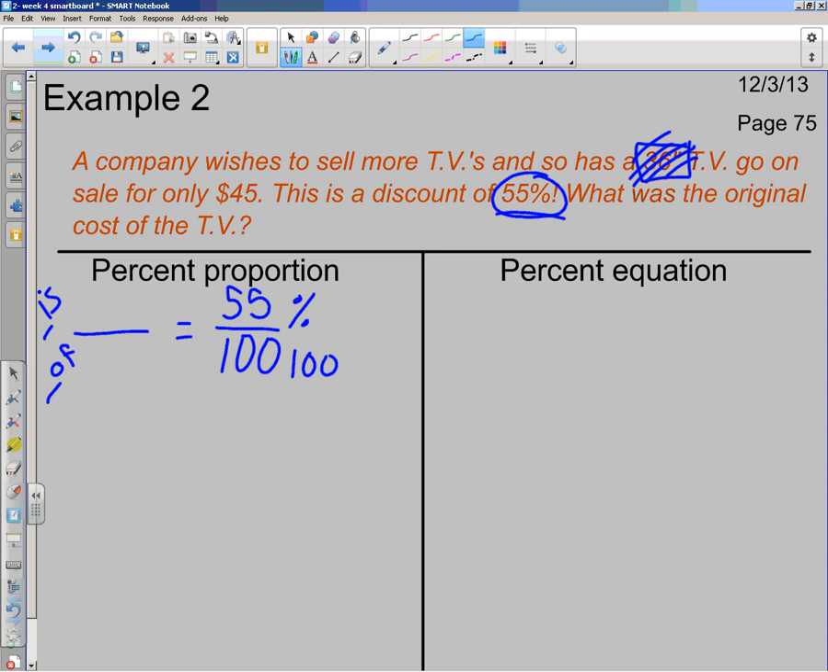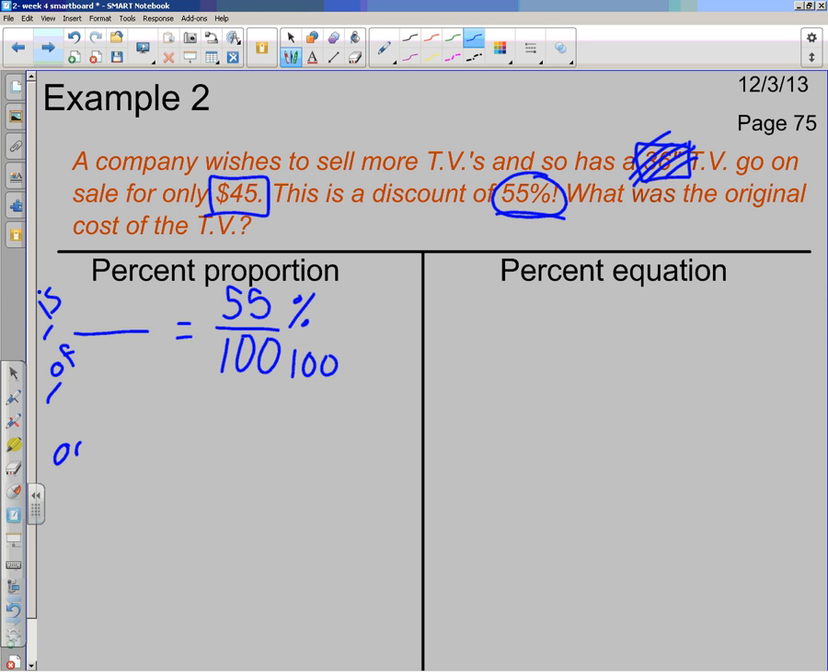We run into a little bit of a problem here, though, because the information they give us, this $45, is not the original price, and it's not the discounted price, guys. Or it's not the amount of the discount, sorry. It is the discounted price after I subtract the discount. Am I confusing you yet? I can get a little crazy here.